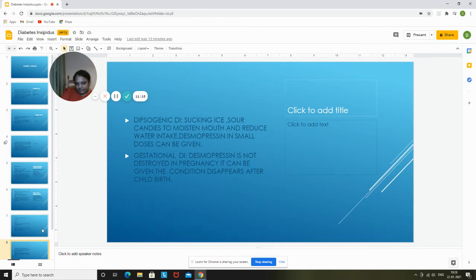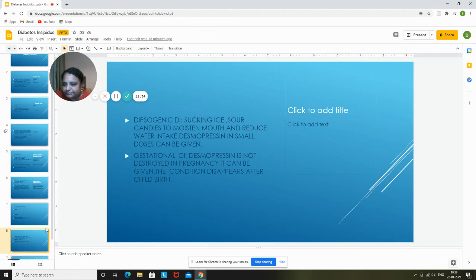Gestational diabetes insipidus, desmopressin is not destroyed in pregnancy, so that can be given in gestational diabetes insipidus. It usually disappears once a child is born, but it might occur again when the second child is born. So usually the condition disappears after childbirth.